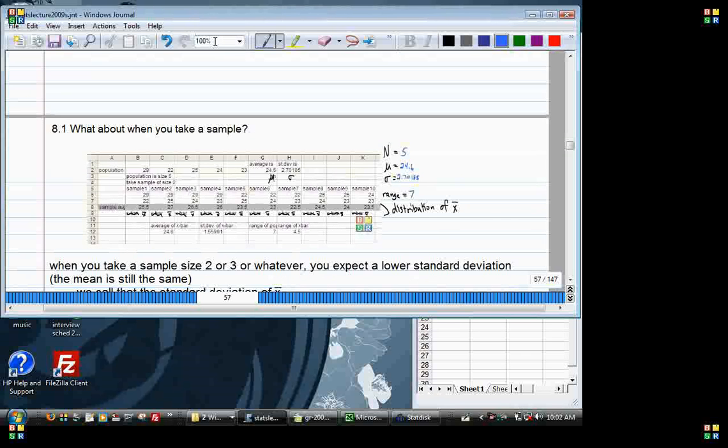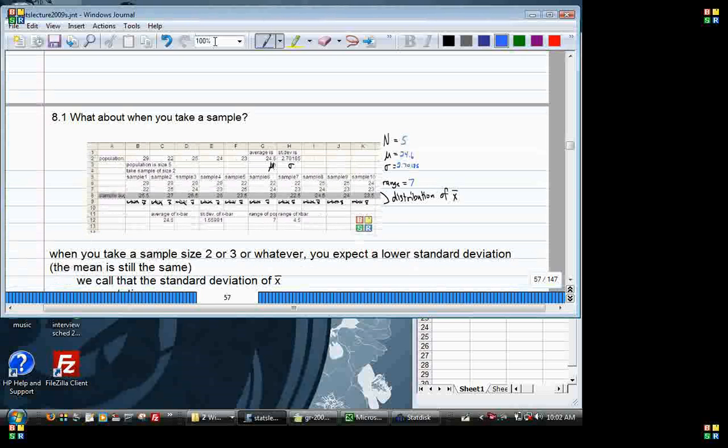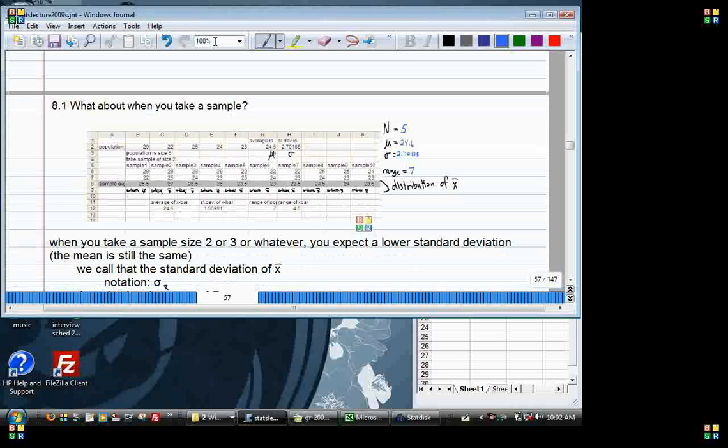So, I now want to introduce some terminology and some notation for these things, so that we can write down these formulas. First of all, we now have to talk about the standard deviation of X bar. So what is the notation for that? It's actually really nice. You just write sigma with a little X bar. It's nice because you can just read it off as the standard deviation of X bar.